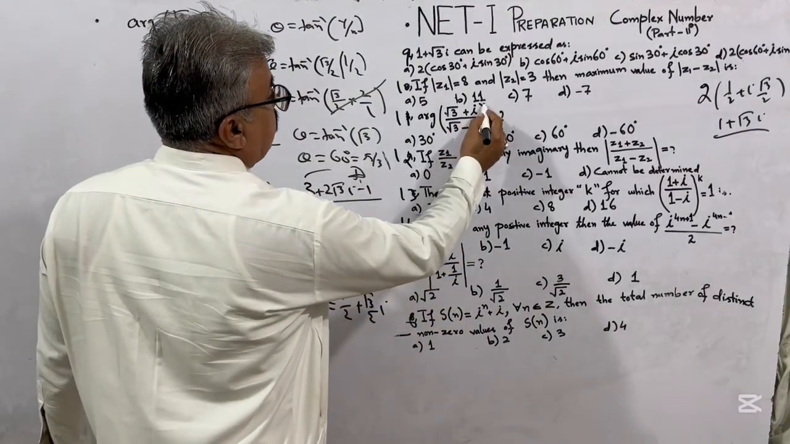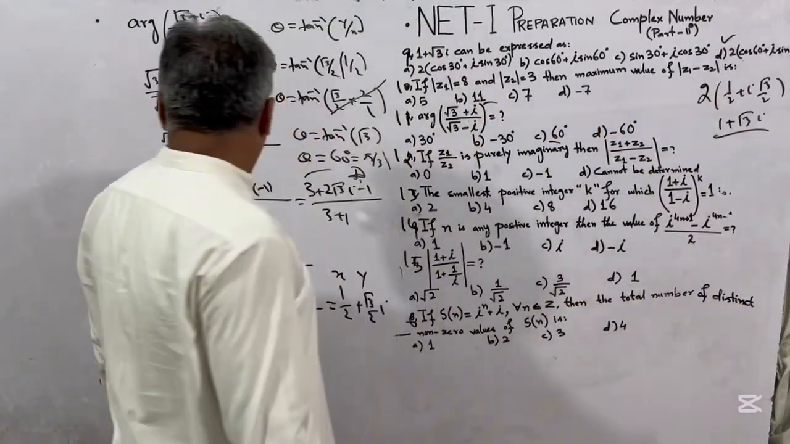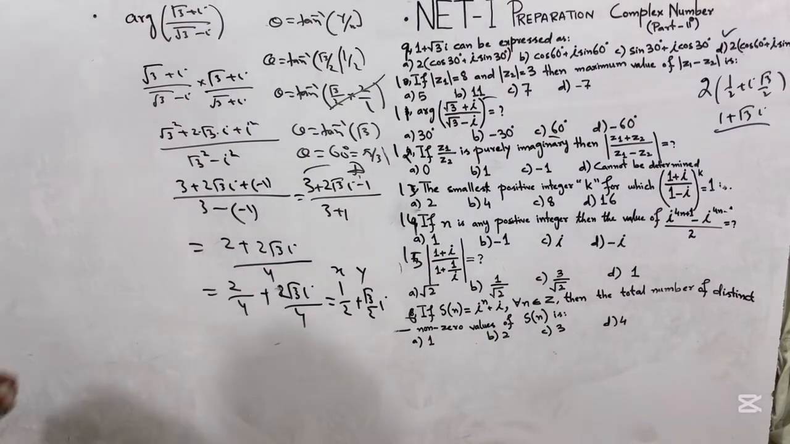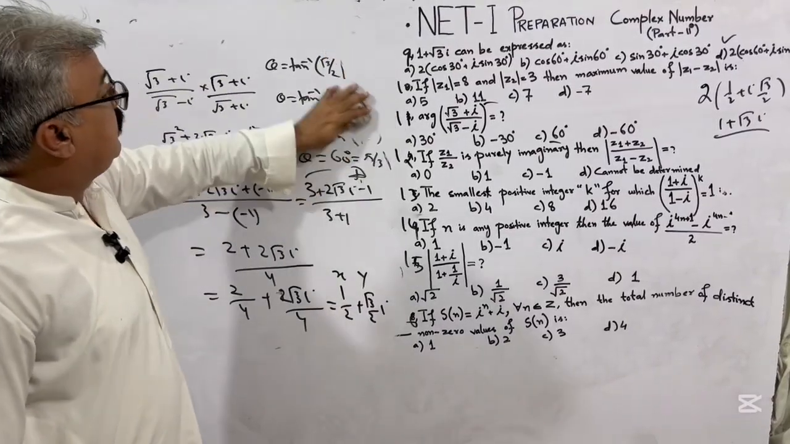So in the first case 60 degrees, and in the first one D is the right option. Okay, moving towards the next question, a good one as well.